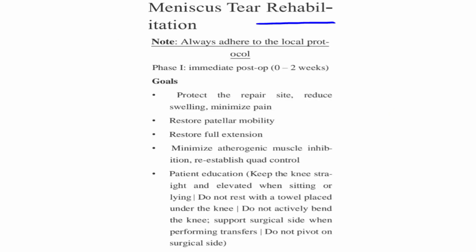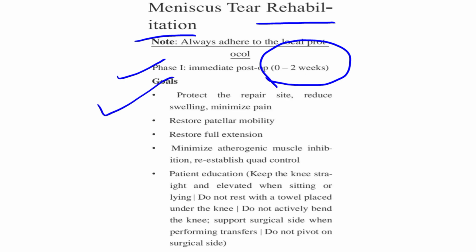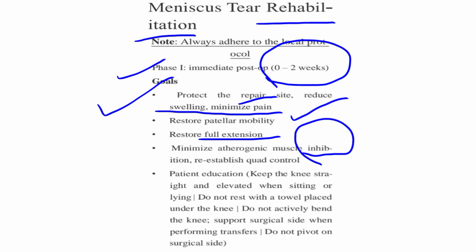Meniscus tear rehabilitation. First, we have phase 1, the immediate post-operative phase, of 0 to 2 weeks. The goals in this phase are to protect the repair site, reduce pain and swelling, restore patellar mobility, restore full extension, and minimize muscle inhibition. We do muscular exercises and joint range of motion exercises, so that the muscle is in a working position to minimize muscle inhibition.